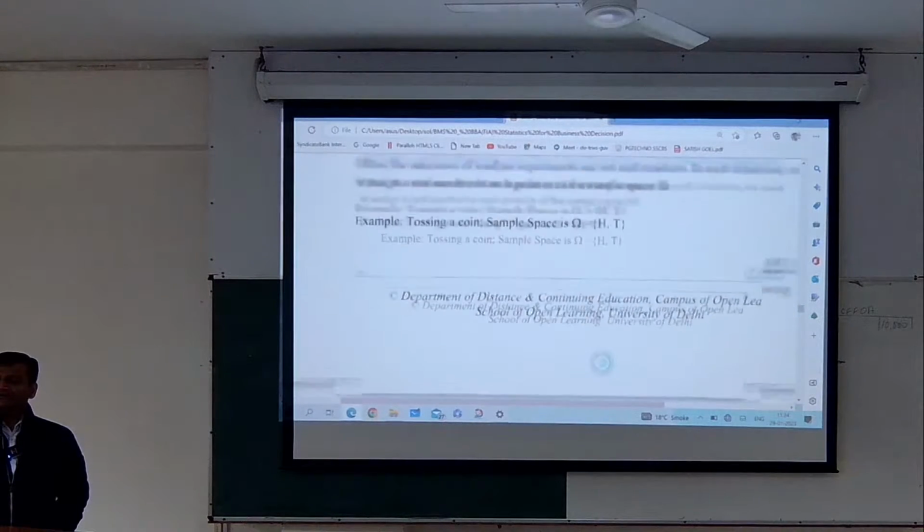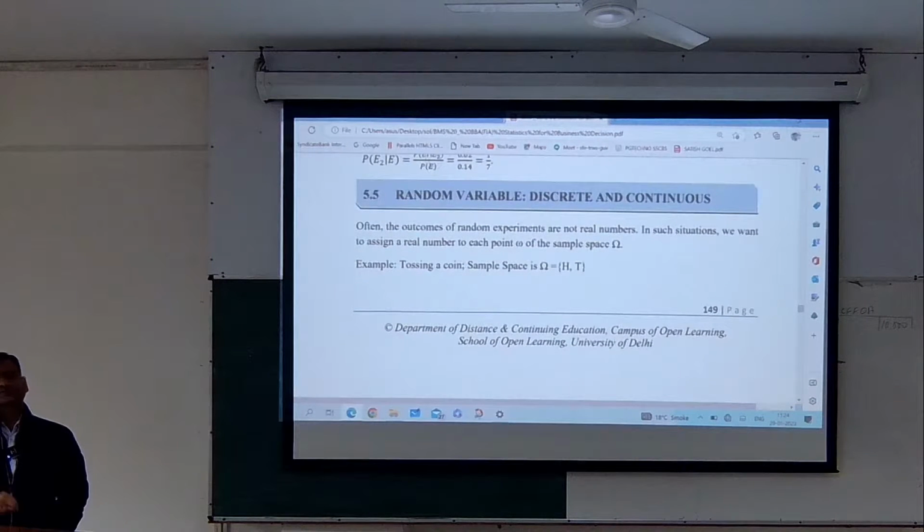Finally we have the random variables, because this is useful for the next chapter, which is probability distributions. We have many distributions like binomial, Poisson, exponential, normal, uniform distributions. So before that you must know what a random variable is and what kinds of random variables you have. Already I told you what a random variable is.